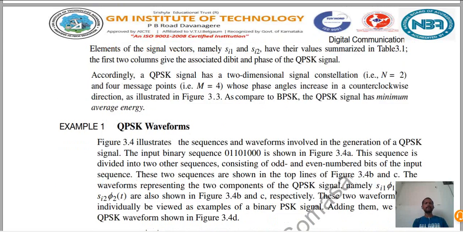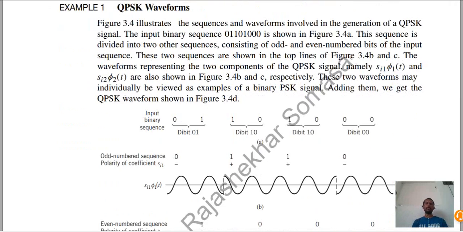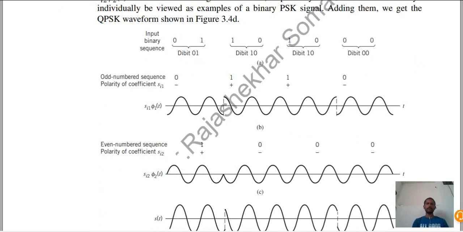I will take a simple example of how to generate the QPSK waveform. I will show the figure first, and next I will move on to the explanation of this. It consists of an input binary sequence as 0 1 1 0 1 0 and 0 0.